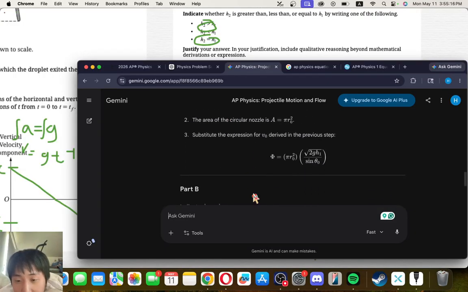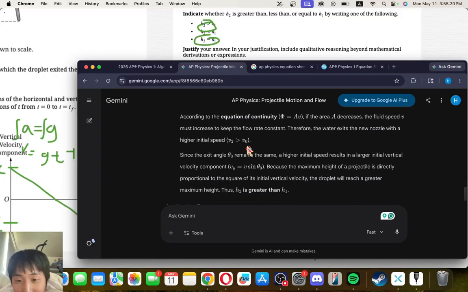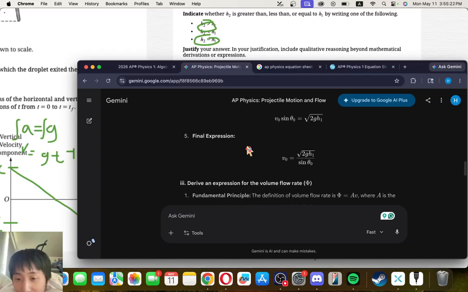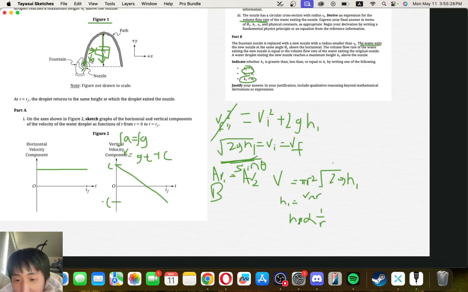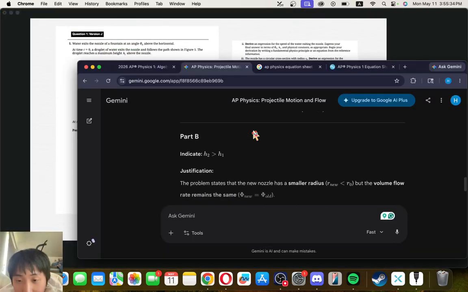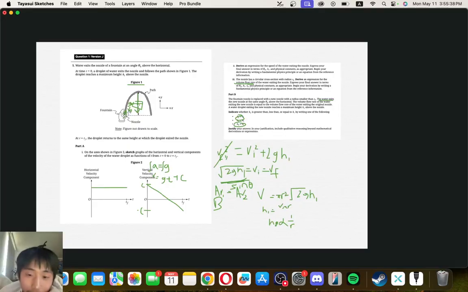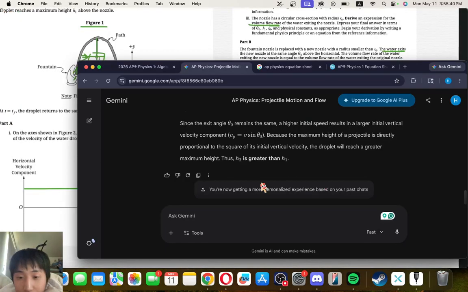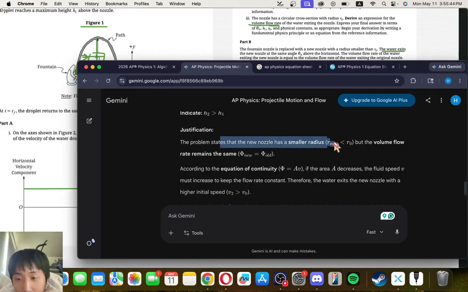Okay, so we're using Gemini, not ChatGPT, I guess. I technically had that, I just had a brain fart. It's been a long day. I didn't believe my answer was right, but when I corrected it, I got it right. So H2 is greater, and let's see the justification.